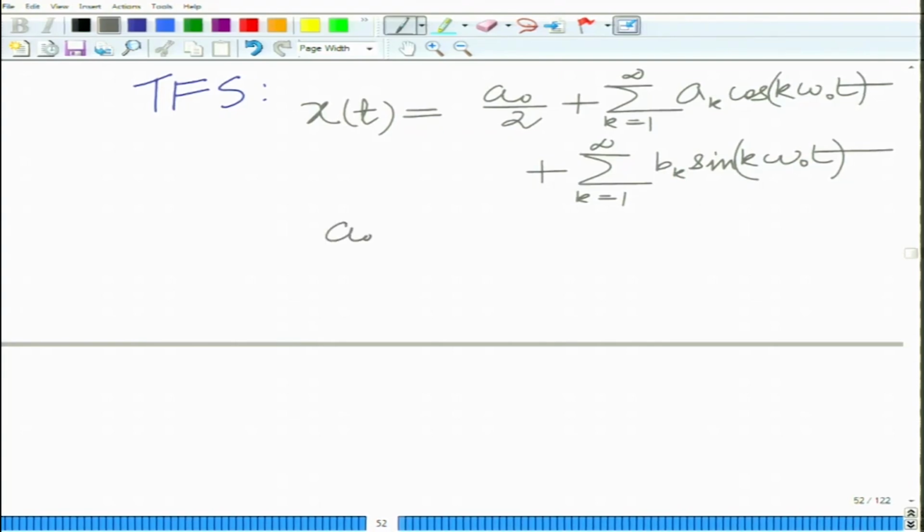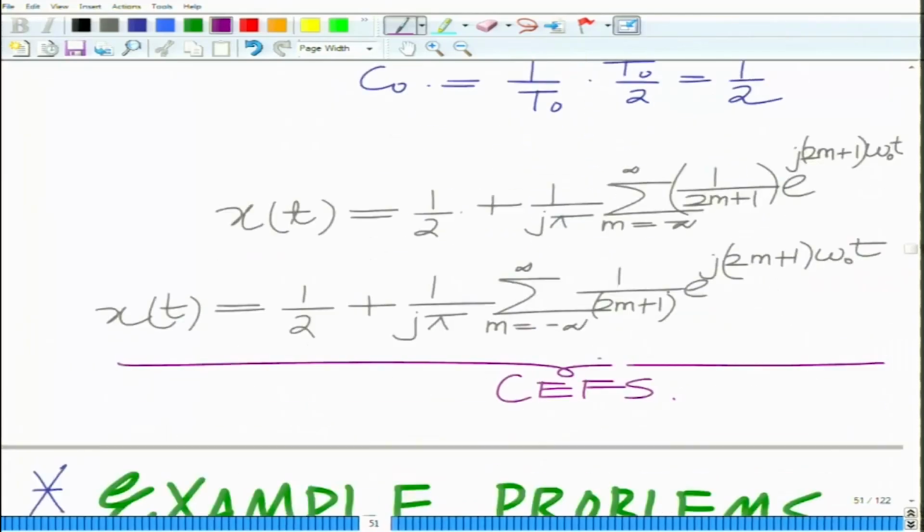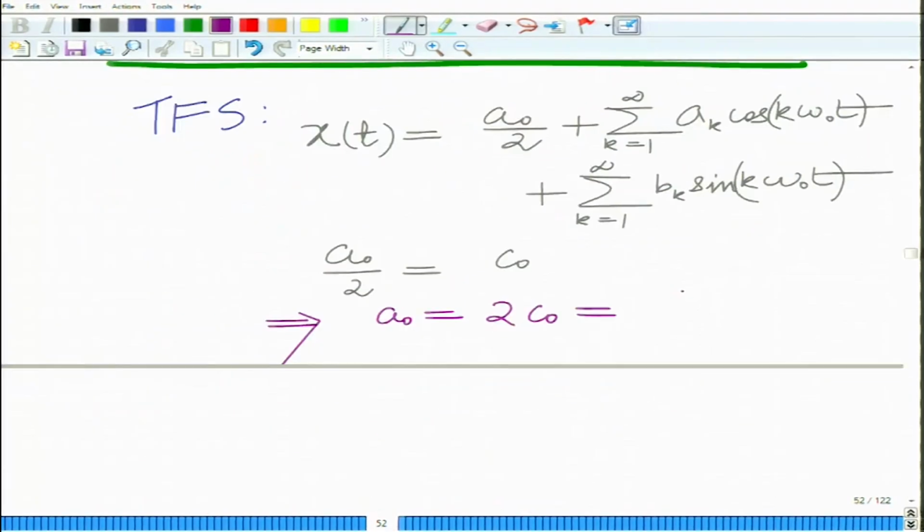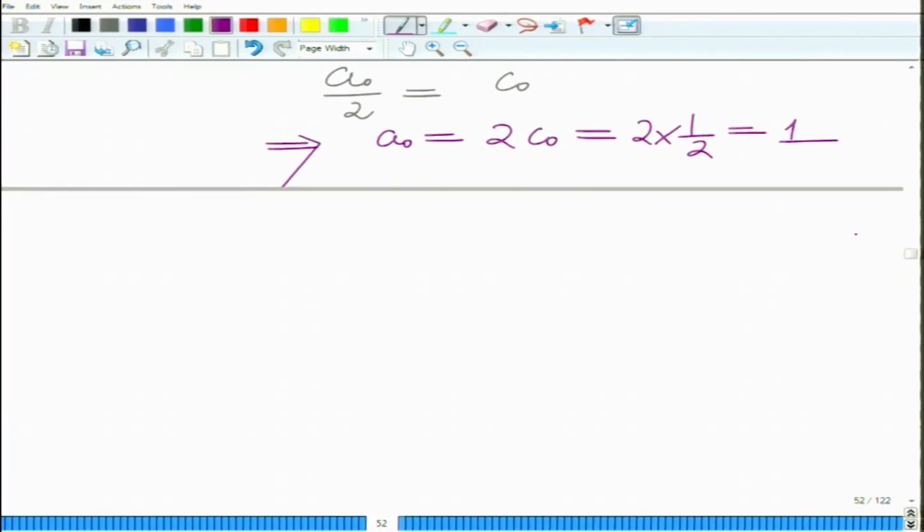For instance, a naught, we know a naught by 2 equals c naught from the properties of the TFS, which implies a naught equals twice c naught, and we have already evaluated c naught. C naught you can see is half. So, a naught is twice c naught, which is twice into half equals 1. So, we have a naught equals 1.